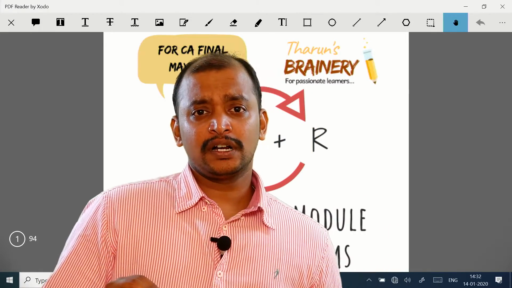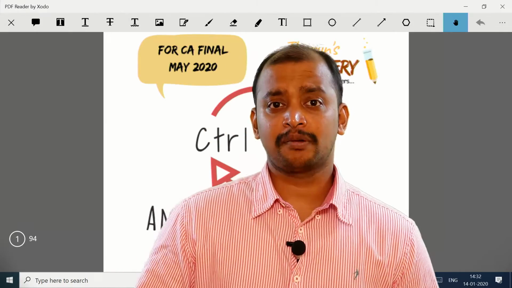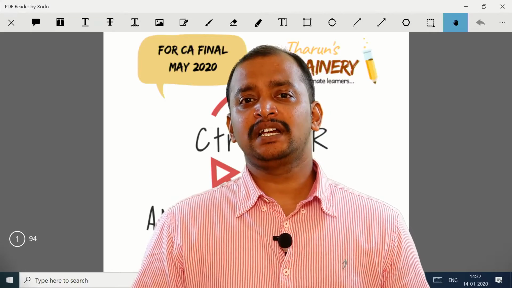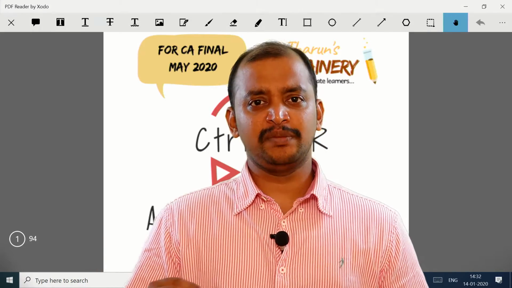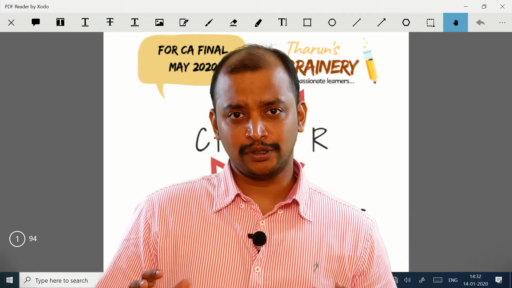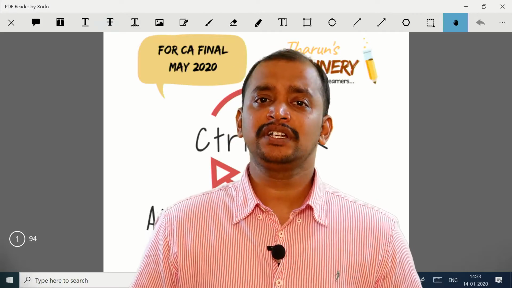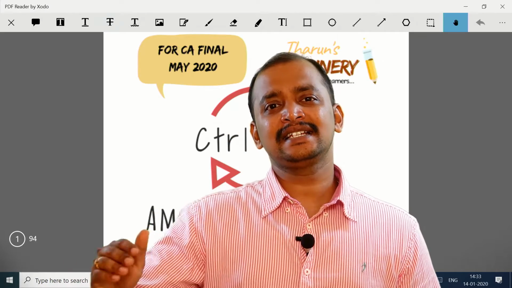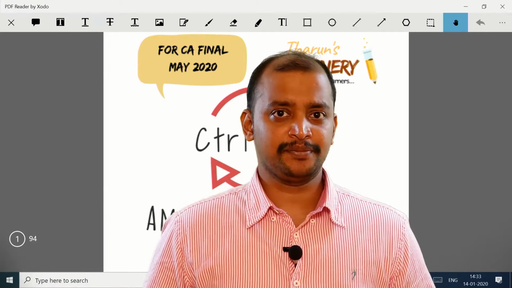If you have the May 19 material or May 19 book, for that you should have the November 19 amendments material, added to that this May 20 amendments material. Even though this amendments booklet is prepared for CA Final May 2020 students, this is also useful for CS and CMA students who are appearing for June 2020 exams.